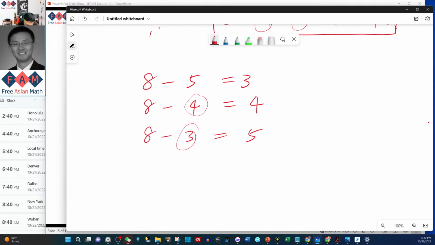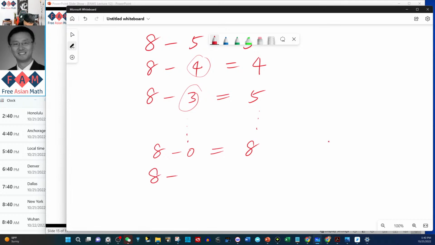So if we continue this, when we reach 0, that's just 8. But you can see that the right-hand side keeps going. So if we want to subtract negative 1, what do you think? It should be 9. That is a plus 1, or increment on a. And you keep doing this, this will be a plus 1 plus 1.